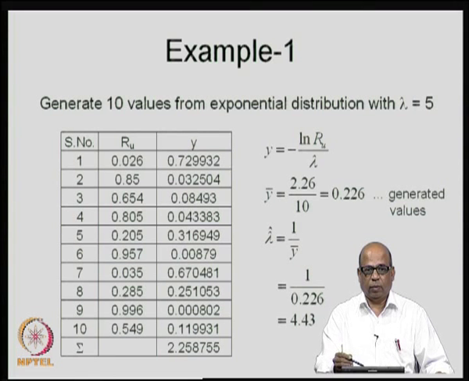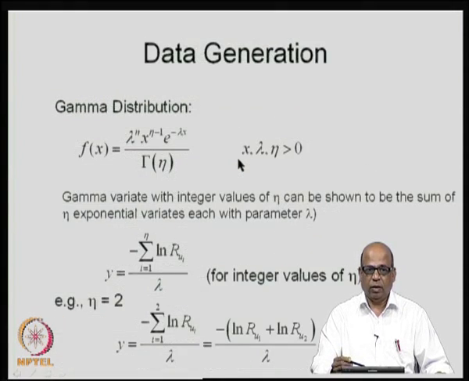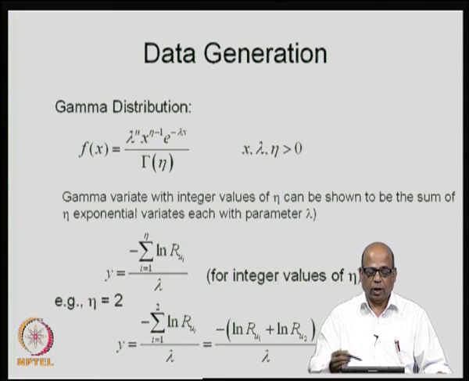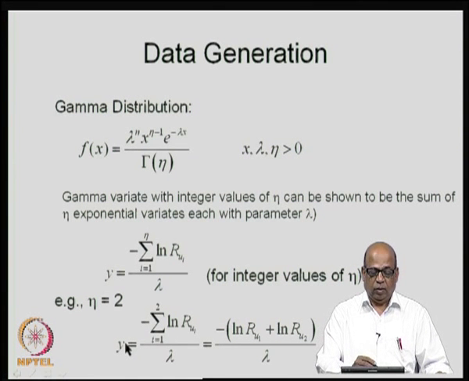If eta is equal to 2, for example, you generate 2 uniformly distributed random numbers, and then sum the exponential variates to obtain the gamma variate. That is the idea here. So, for eta equal to 2, which is an integer number, you get y, which is a gamma variate in this case, as minus log ru1 minus log ru2. So, you need two uniformly distributed random numbers to get one gamma variate, one data point belonging to the gamma distribution with eta equal to 2.